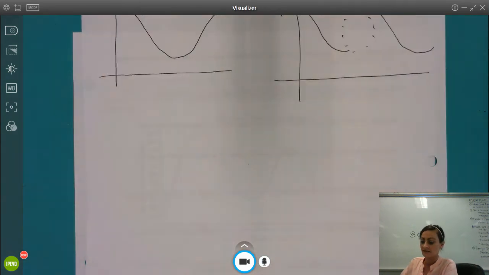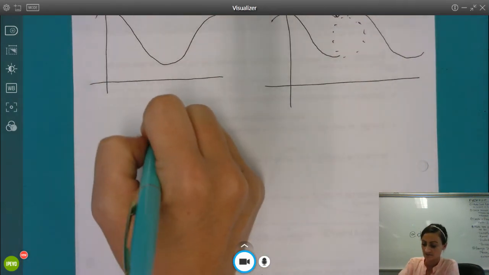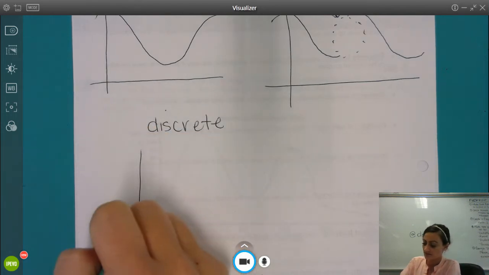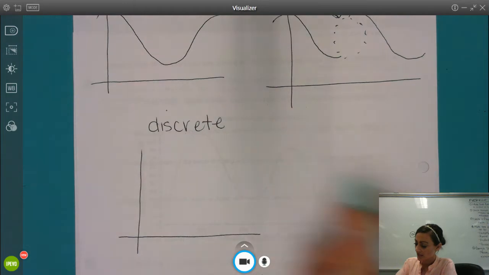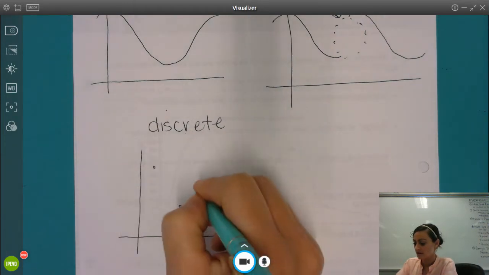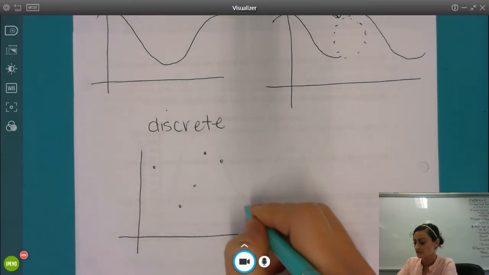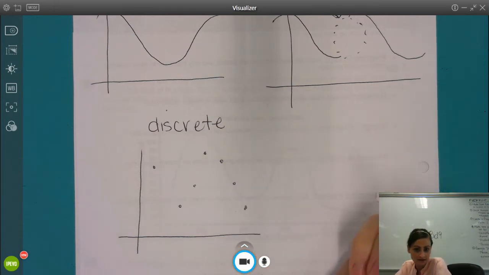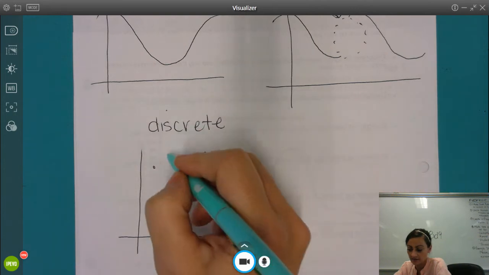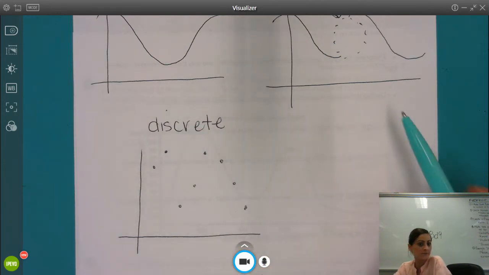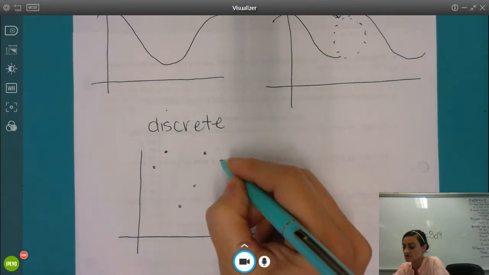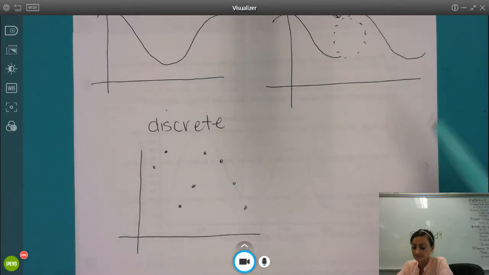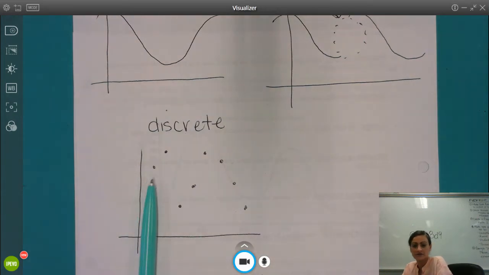And lastly, if a graph is discrete, there are no lines at all, and it will be a variety of points. Some people call this a scatter plot, and that's fine. You can think of it as a scatter plot, but if it's just a bunch of points, then it will be a discrete graph.